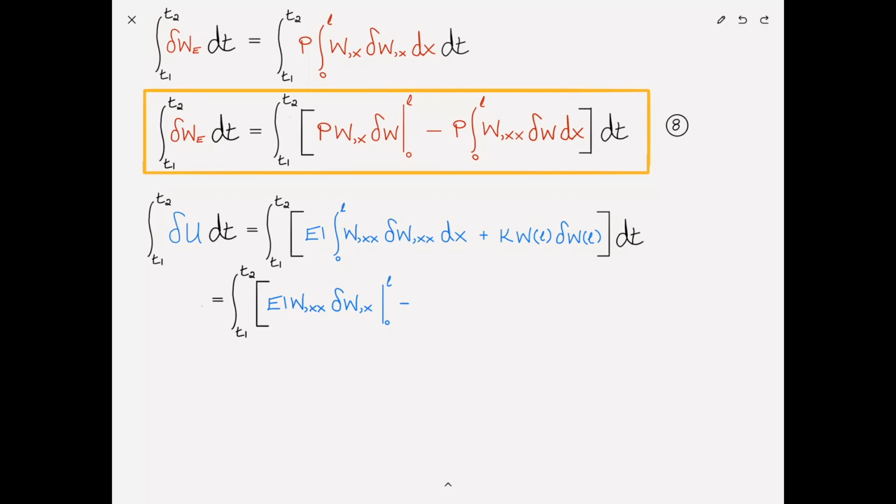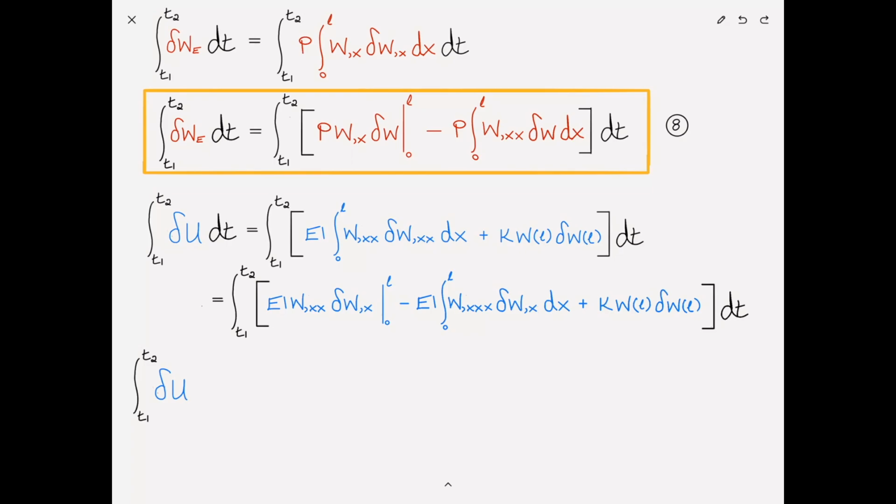Flip the sign to a negative. We got negative, the integral from 0 to L. And what we do here is we add a derivative to the w,xx. So I can take EI out since it's constant. w,xxx, third derivative. Del w,x dx. And then the contribution from the spring remains unchanged. Close brackets dt. Now we've got to go through this one more time because we've got to integrate this by parts to get rid of the derivative here on the del w,x.